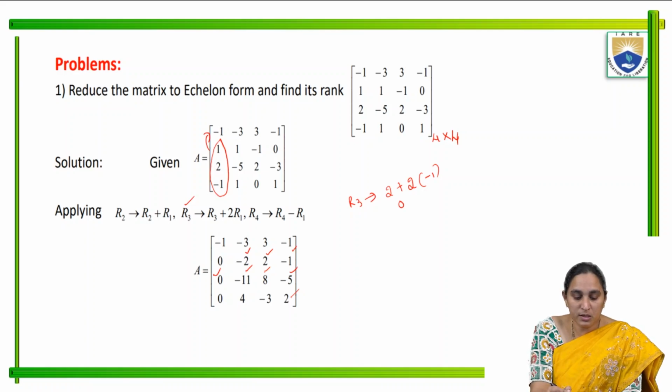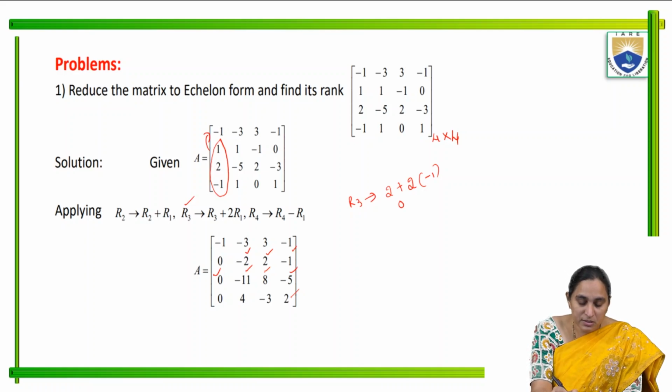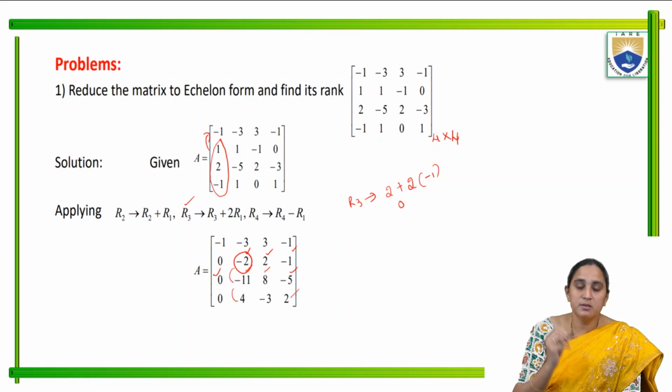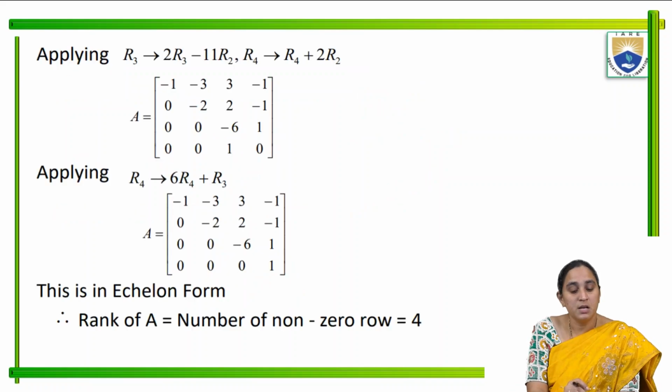With respect to that, I make these 3 zeros. Next, the second diagonal element, minus 2. With respect to that, I'll make the entries below it zeros. For that, I am using the next two operations. That is R3 tends to 2R3 minus 11R2.